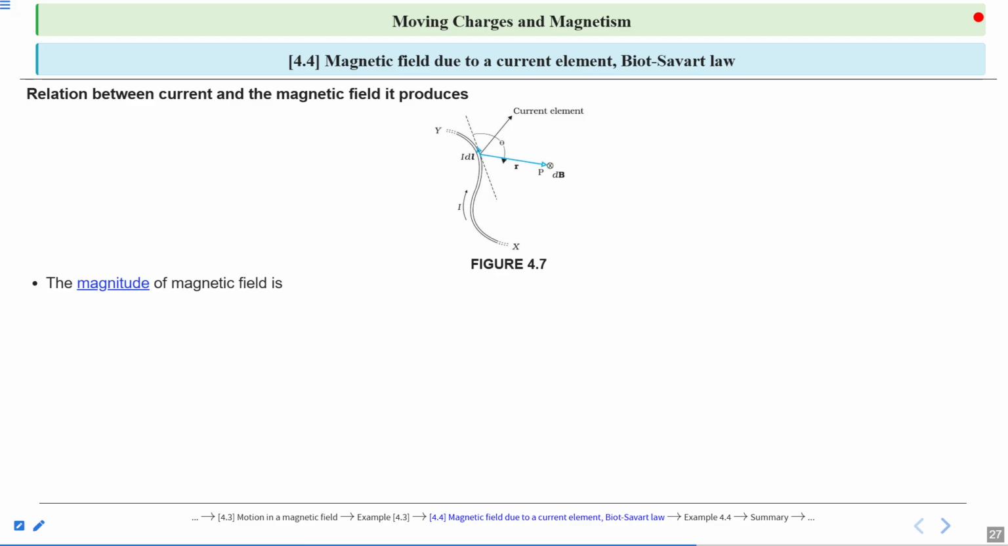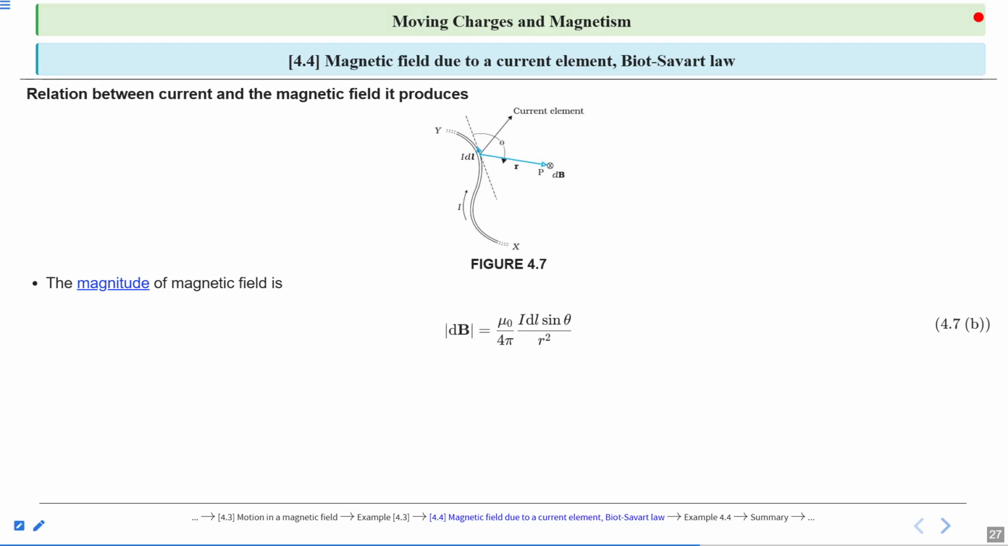So the magnitude of the magnetic field, now we will see the magnitude. You can see dl cross r becomes dl r sine theta, and one r will cancel with r cube, so it will result in r square. So the magnitude of this dB is equal to mu naught by 4 pi I dl sine theta upon r square. Mark it as 4.7b.